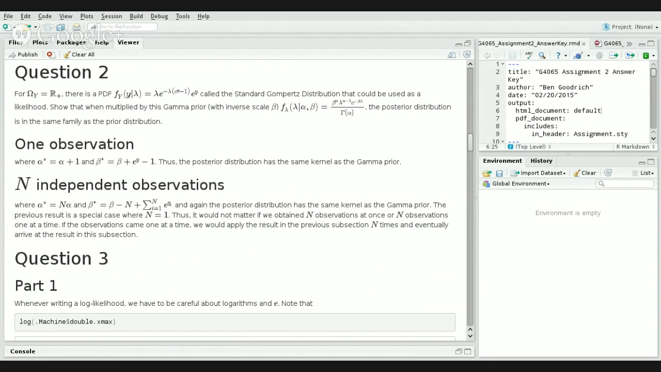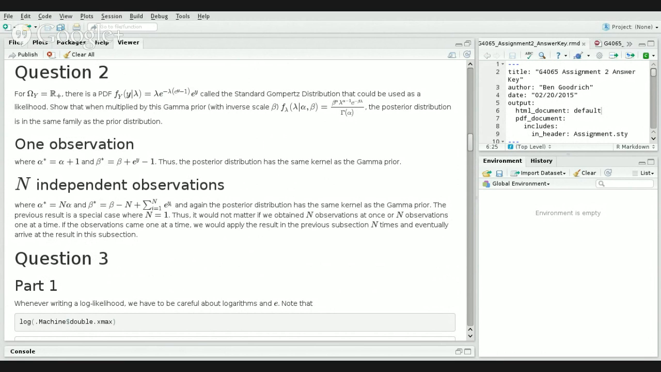Similarly, if we have n independent observations, now our likelihood is a product over a bunch of Gompertz distributions. We proceed in the same way, and we get a result: alpha star is equal to n times the original alpha, and beta star is equal to beta minus n plus the sum, not squared, just sum of e to the y_i's. So what we had before was a special case where n is equal to 1.